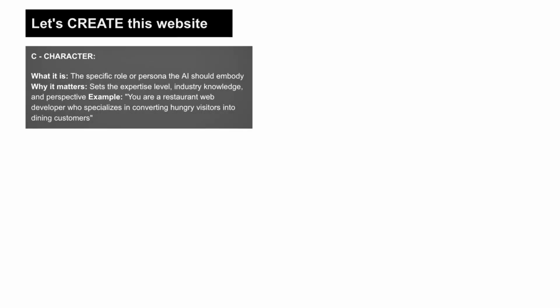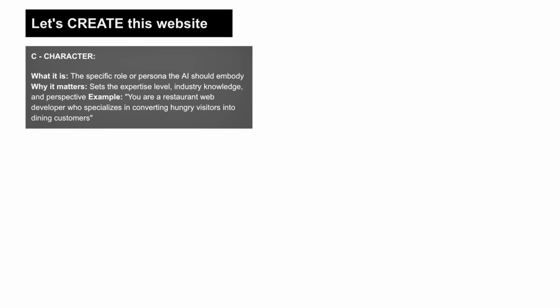Now, the CREATE method, the first part of this is our character. What is our character? Our character is like the role, right? It's a specific persona. Who are we trying to be as the AI? Who do we want this AI to be? For example, what specific role the AI should play, and why it matters is that it sets an expert level of industry knowledge and perspective on how your AI should go about working.